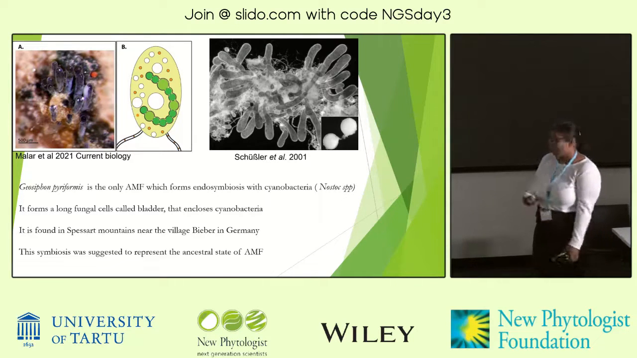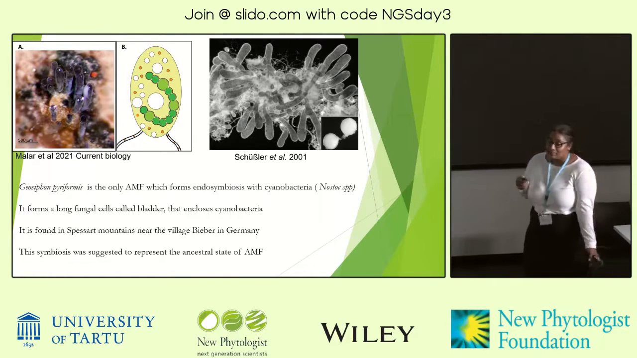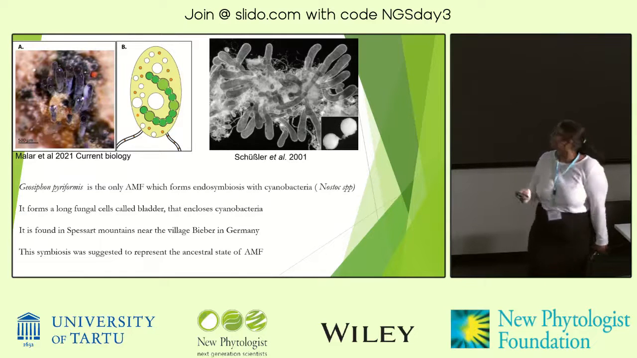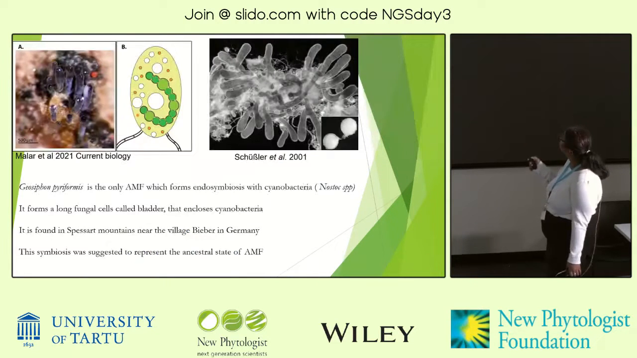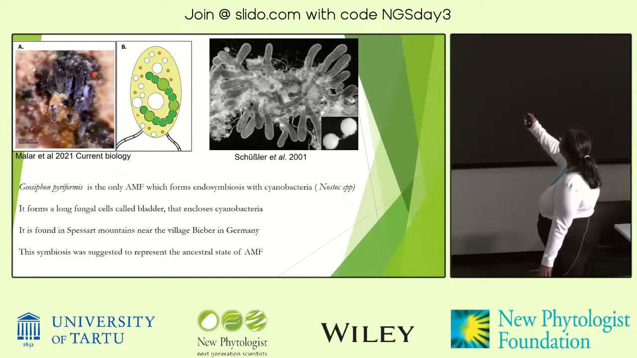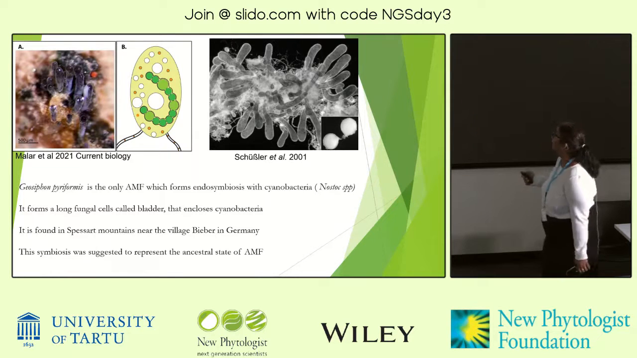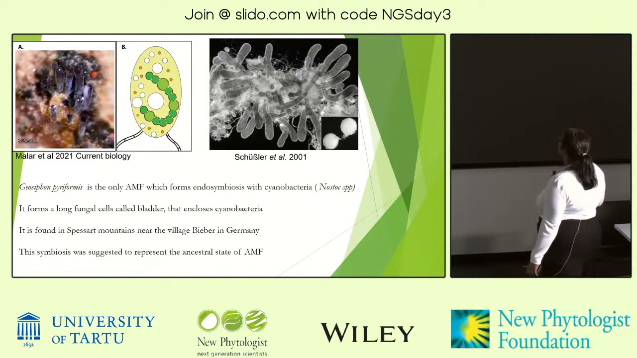So yes, Geosiphon is the only AMF which forms symbiosis with cyanobacteria. What is very unique about Geosiphon is that it has a bladder-like structure, and that bladder contains Nostoc cells inside. This is a pictorial representation where you can see the Nostoc cells are beautifully arranged inside the bladder.